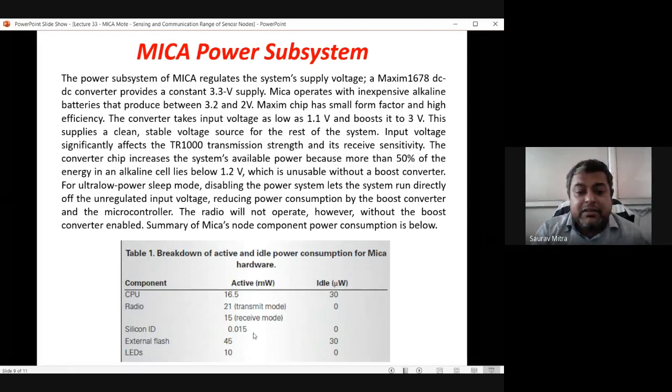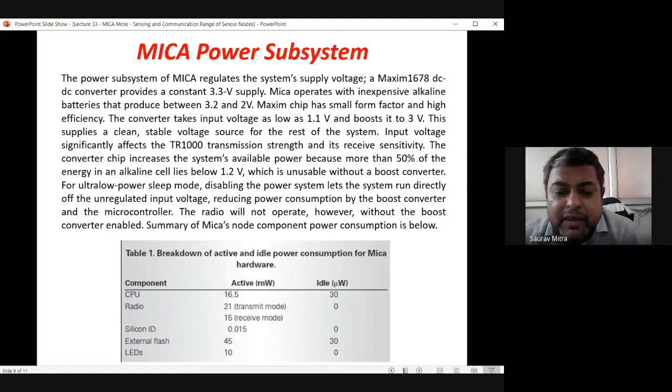The silicon ID chip, which was a ROM, takes 0.015 milliwatt power when active. When it is idle, it takes zero power. External flash memory takes 45 milliwatt at active. The LEDs on the board take 10 milliwatt power when active. External flash takes 30 microwatt power when it is idle. And whenever it is idle, there is no signal received by the LEDs, so the LEDs are not glowing. So this is zero.